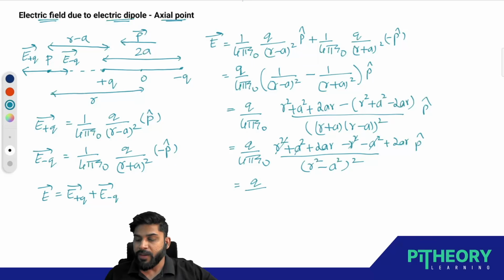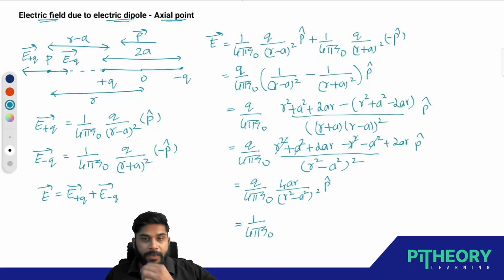So you'll get Q by 4 pi epsilon 0 into 4AR divided by (R square minus A square) the whole square, P cap, right? We know the dipole moment is nothing but what? 2QA. So you can write this equation as 1 by 4 pi epsilon 0. See, 4AR, you have to write it as 2 into 2AR, right? So 2A into Q is nothing but the dipole moment P, the magnitude of the dipole moment. So you can write this as 2PR divided by (R square minus A square) the whole square, P cap.